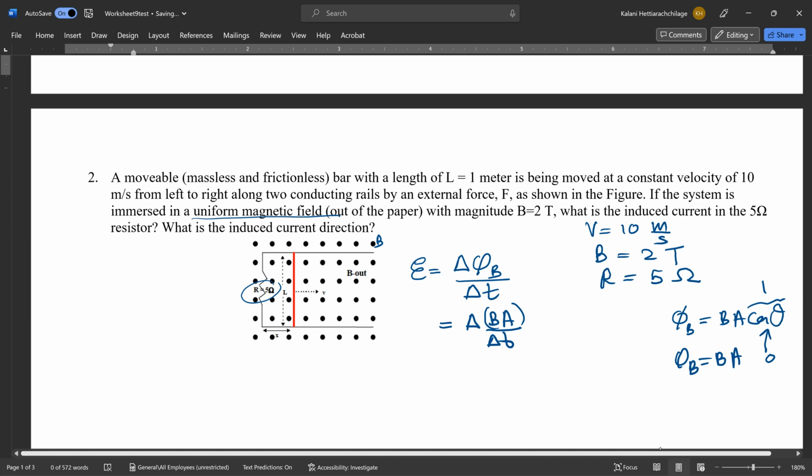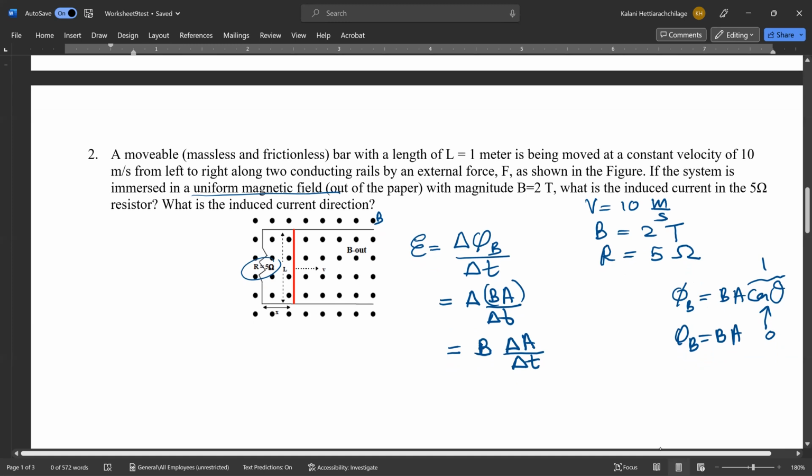Because of that, I can take the B outside from the delta. Then I have delta A over delta T. That means the rate of change of cross-sectional area will be the part that we are doing here. So now it's very important that the cross-sectional area that we are working with is this area, right? That area, you still see your L is not changing. Cross-sectional area in here will be L times X. L is the constant, right? Because of that, I will be able to write L also outside. Then I have delta X over delta T.